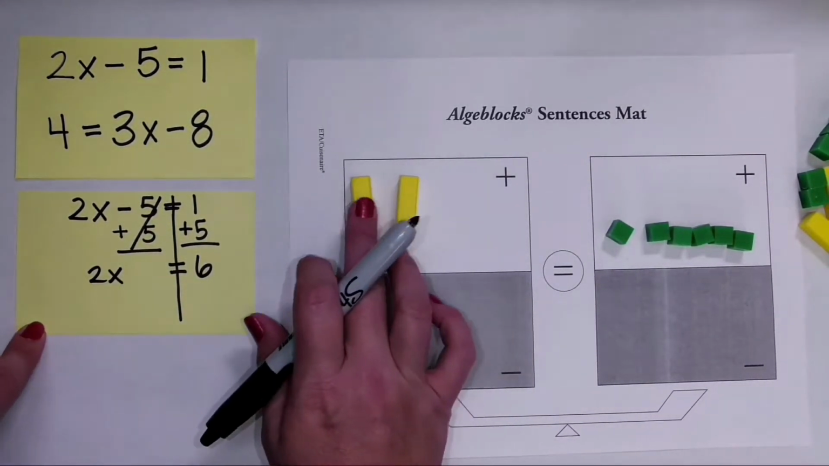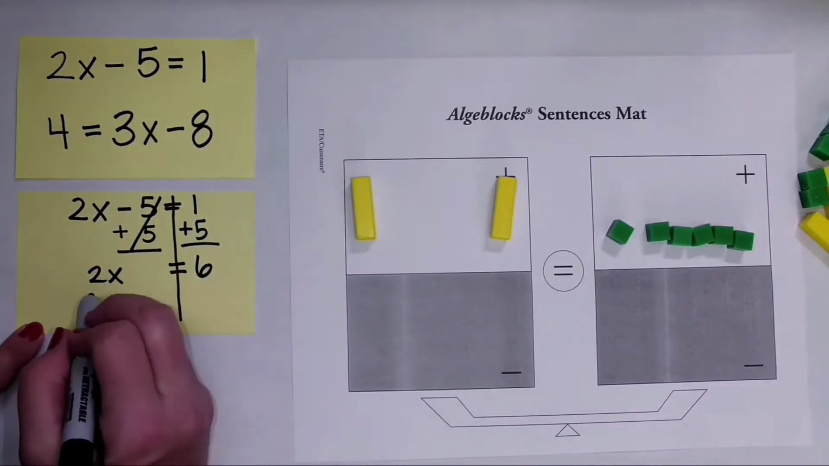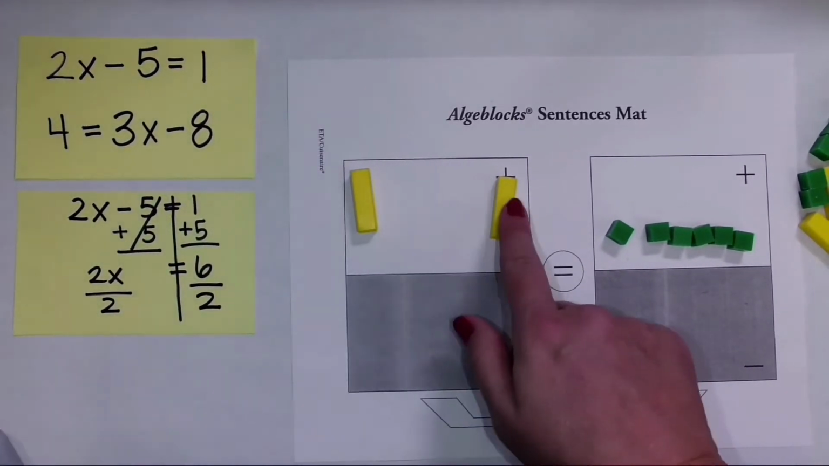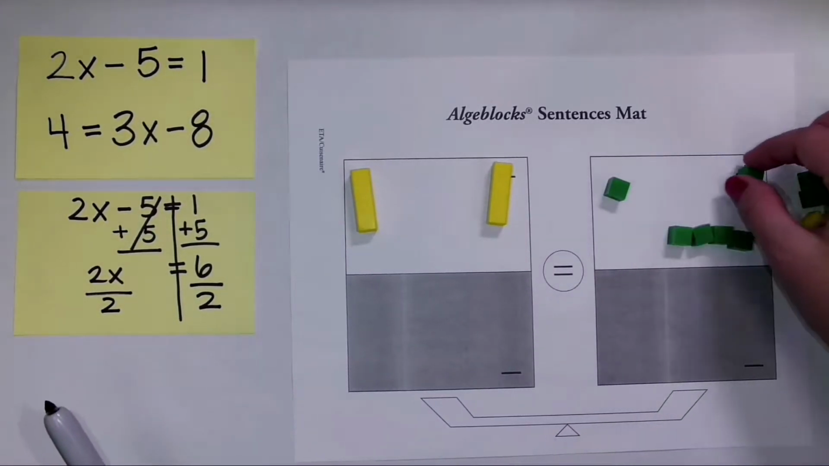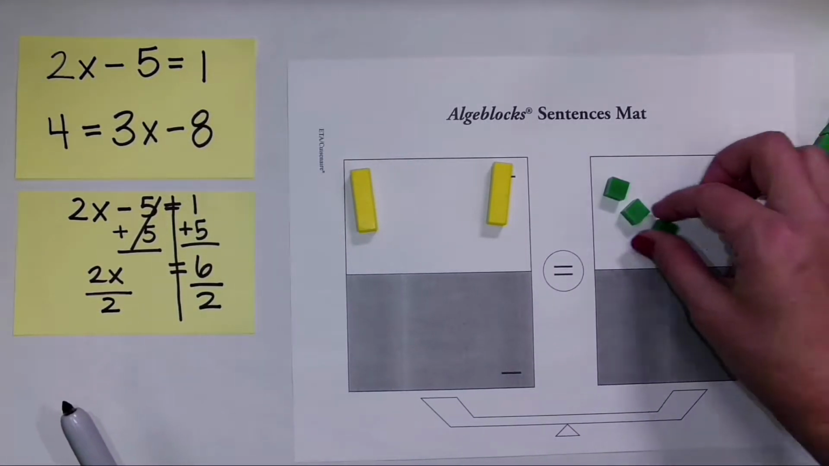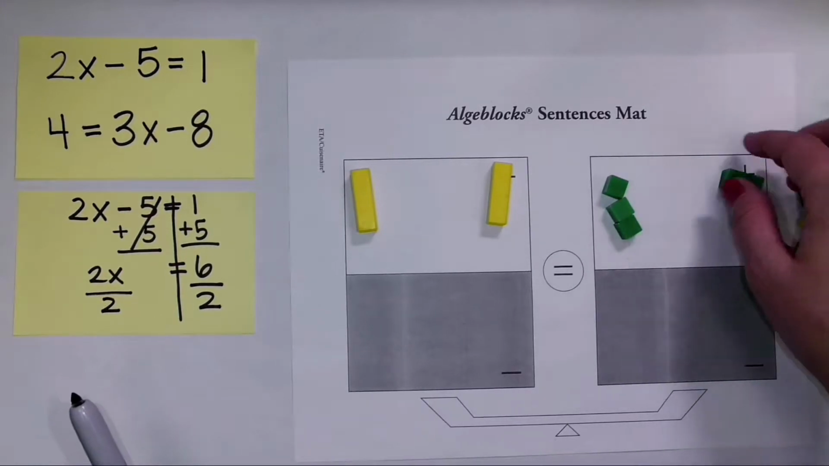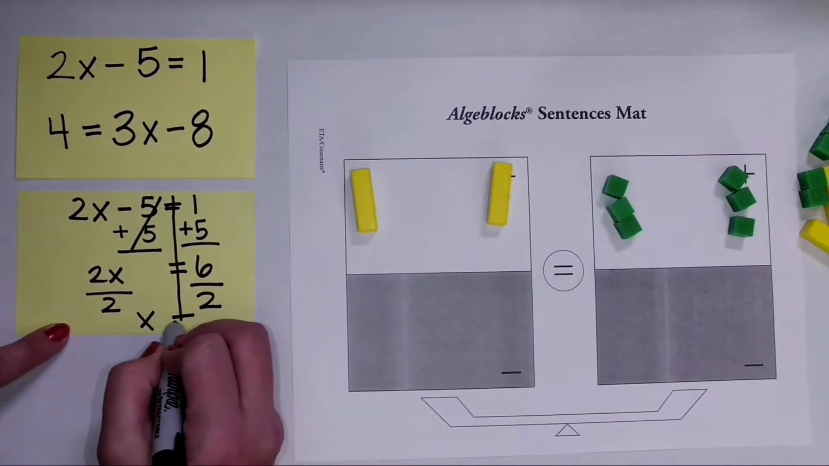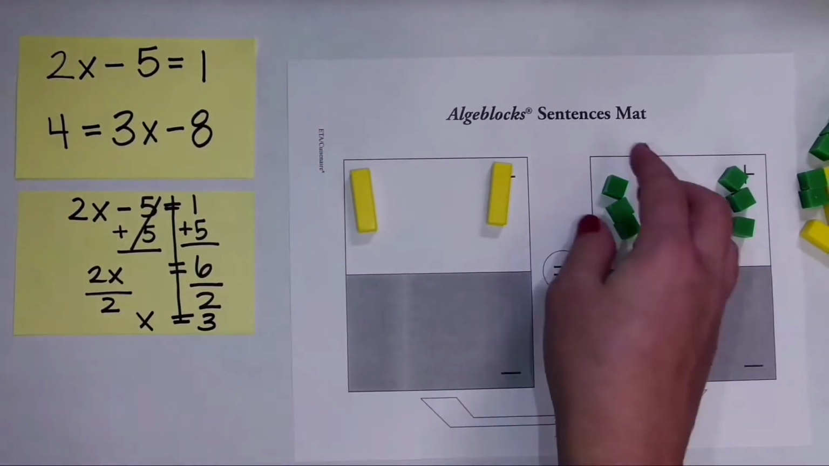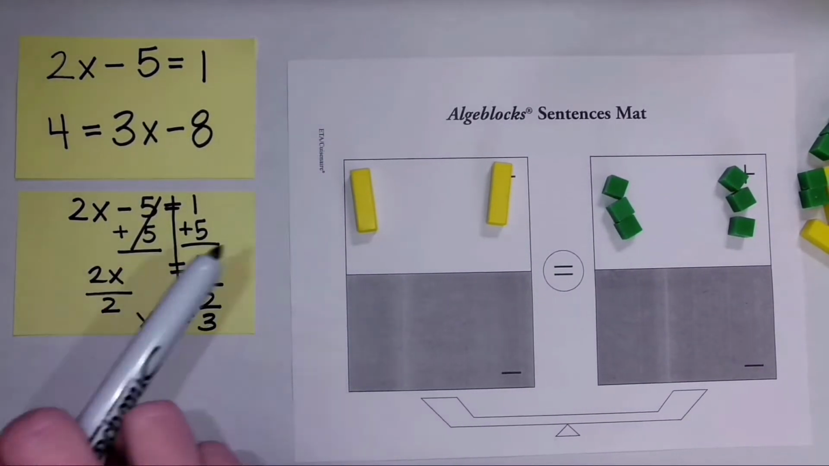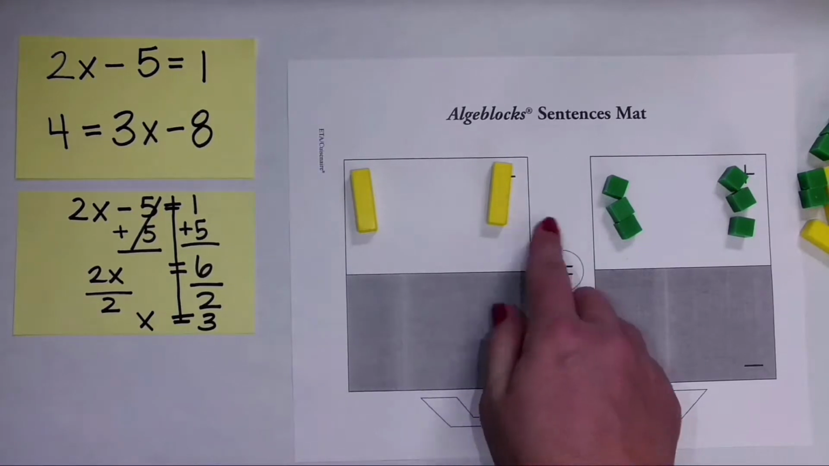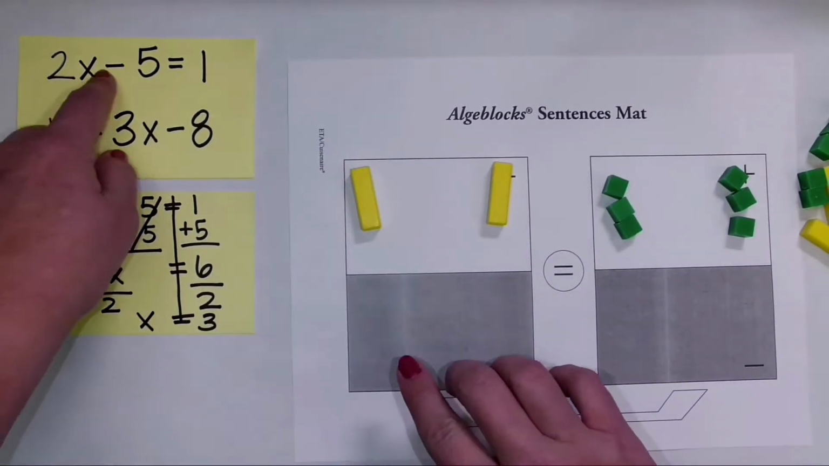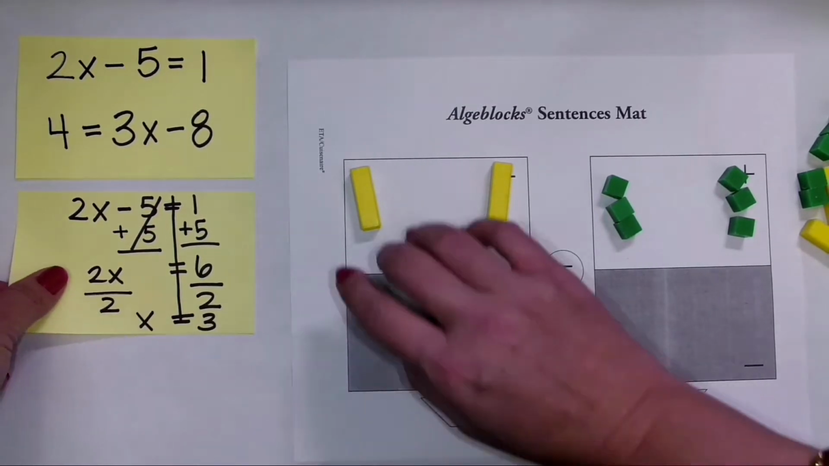Now I want to figure out the value of each of these x's. So I'm going to divide these into 2 groups. So I've divided each x into a group, and then I'm going to take my constant and divide into 2 equal groups. And I'm just kind of moving them to the sides here. So each x equals 3. And notice how my concrete manipulatives can be used to help me understand the value of x. So that was solving 2x minus 5 equals 1, x equals 3.